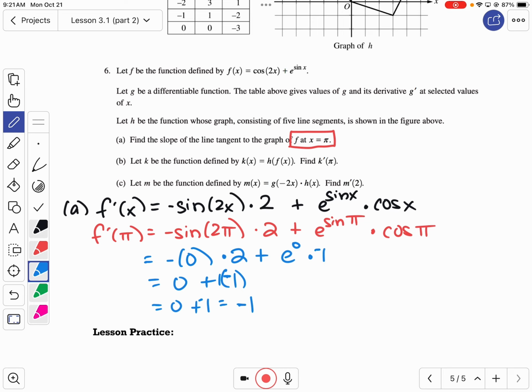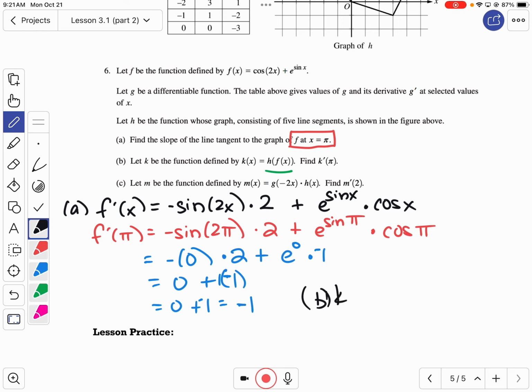All right, let's look at B. B's asking us about a function called k. We haven't even talked about k, but they want h of f of x. So find k prime at pi. Okay, so let's walk through that one. h of f of x. So for part B, come over here.